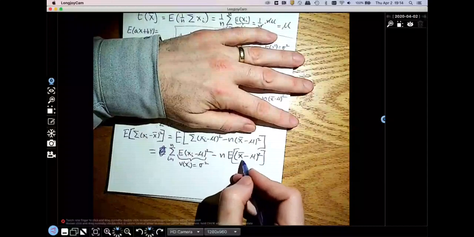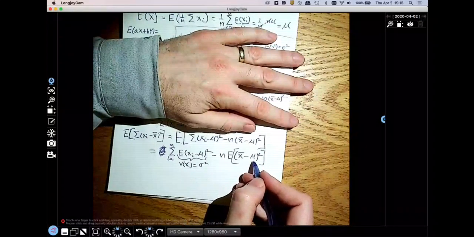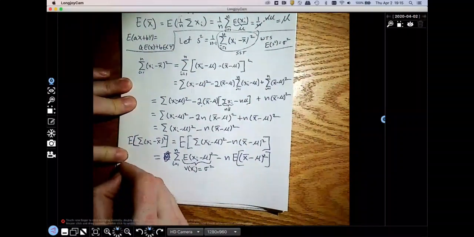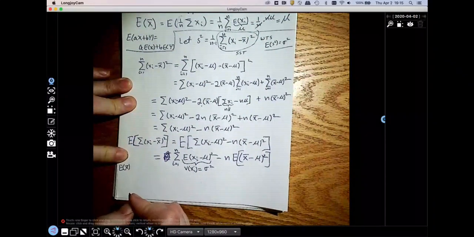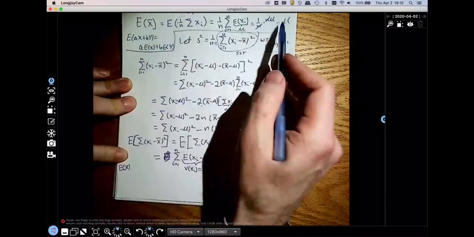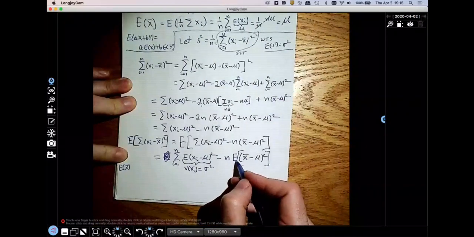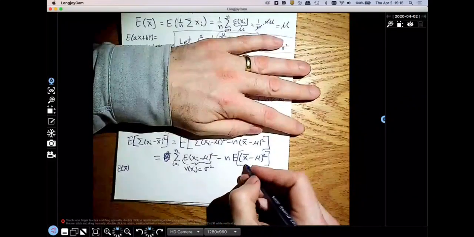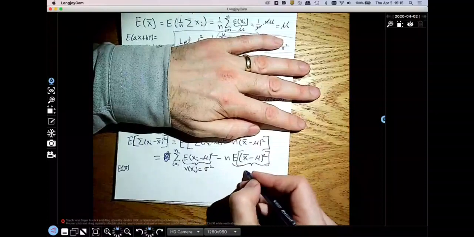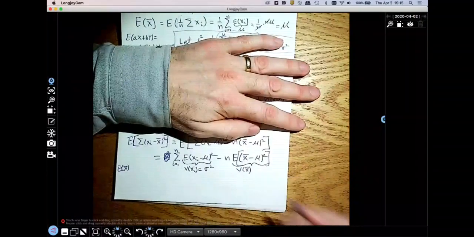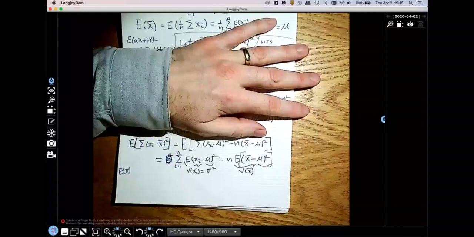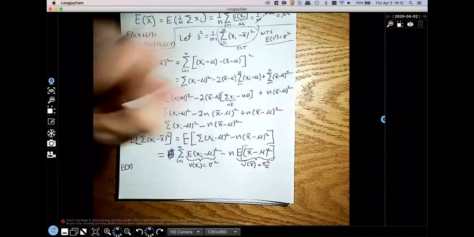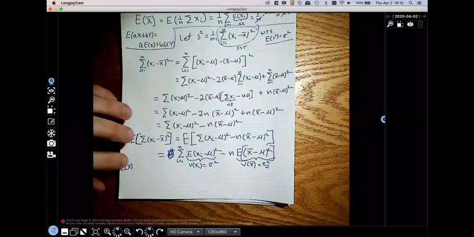What is the expected value of x bar minus mu squared? Let me refresh your memory that the expected value of x bar, actually it's up here, the expected value of x bar is just mu. So this is just the expected value of x bar minus its mean, but that's then just the variance of x bar. What's the variance of x bar? Well, last week we learned this was sigma squared over n. Okay, so we're really getting somewhere now.